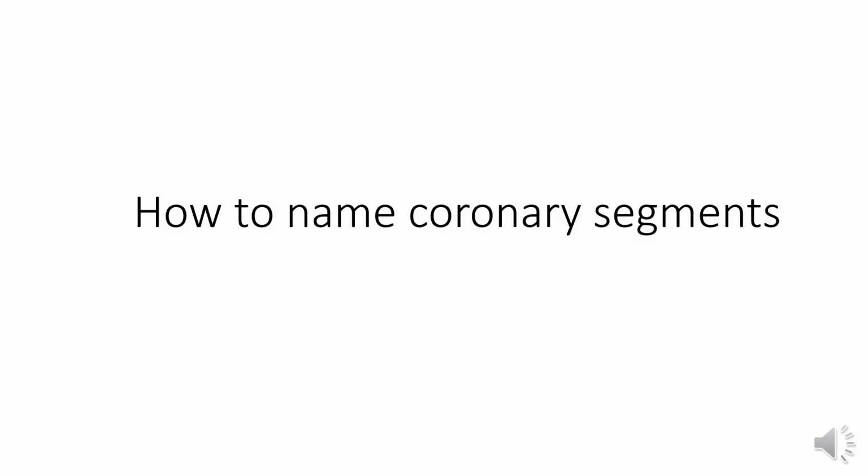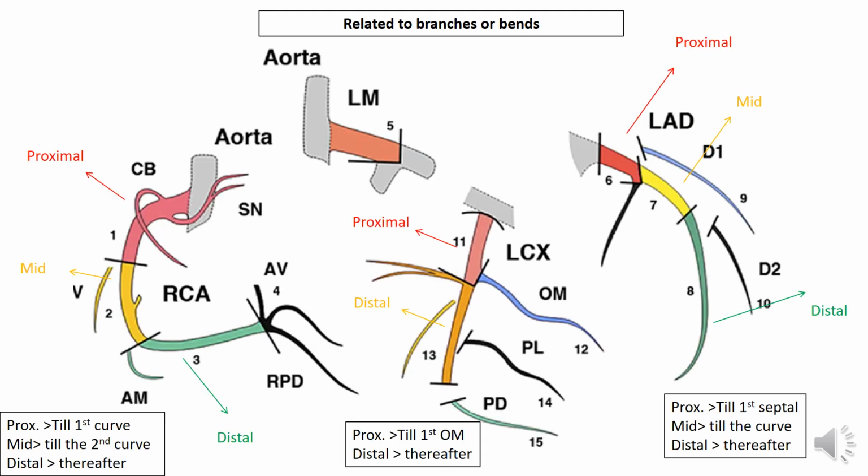So coming to the next question, how to name coronary segments. Starting from the left system, the left main artery gives rise to the left anterior descending artery and the left circumflex artery. The left anterior descending artery, or LAD, is composed of three segments: the proximal segment ends when the LAD gives the first septal or first diagonal branch, the second segment ends when the LAD bends downward, and the third one is the continuation of the LAD until the apex of the heart.